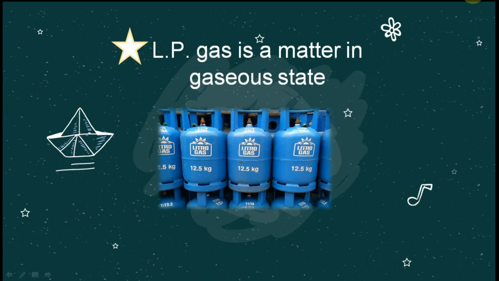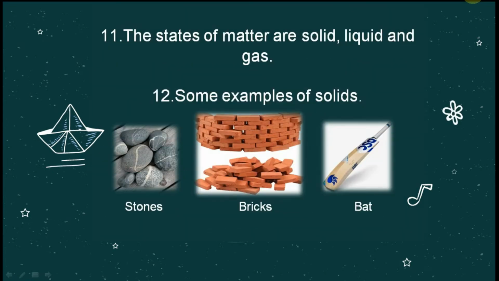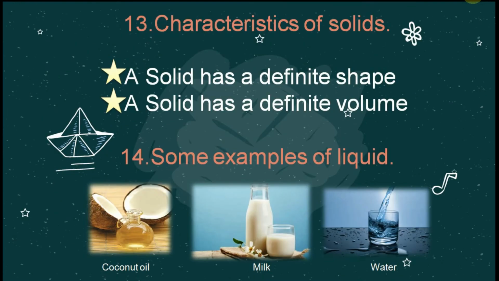LP gas is a matter in gaseous state. As you can see in the picture, we use it for cooking. 11. The states of matter are solid, liquid and gas. 12th. Some examples of solids. As you can see in the picture, stones, bricks, bat. Next. 13.